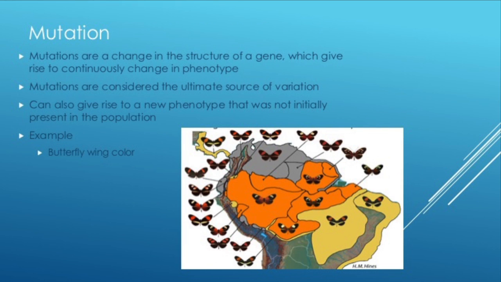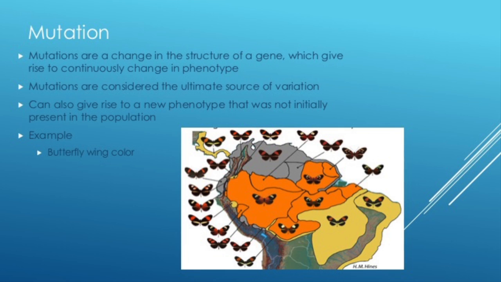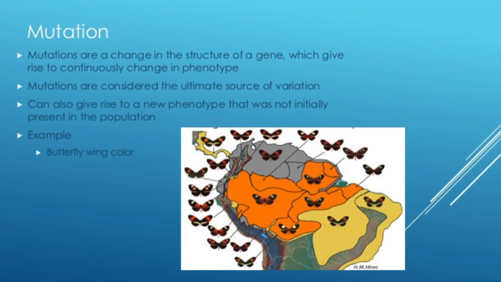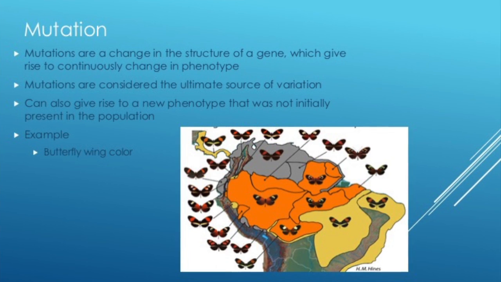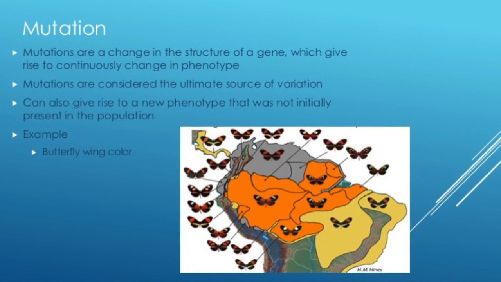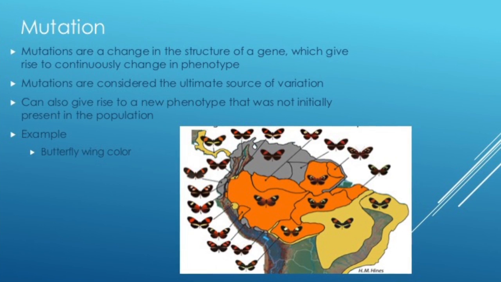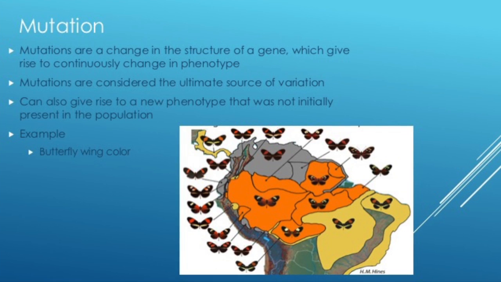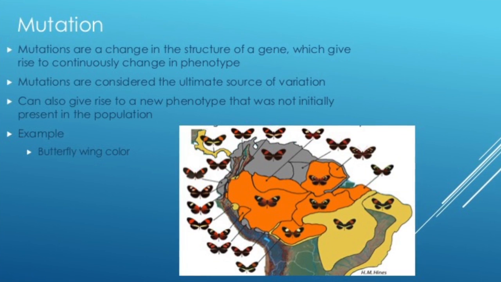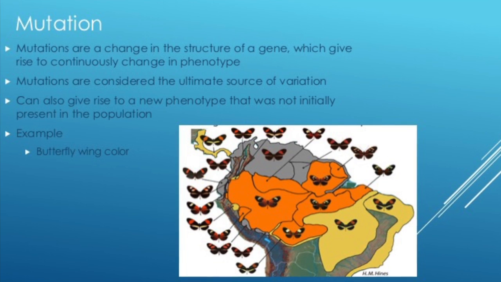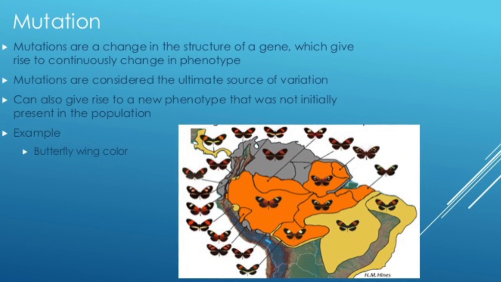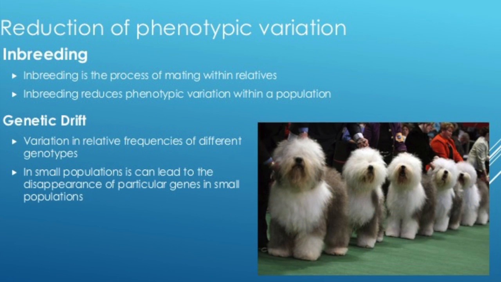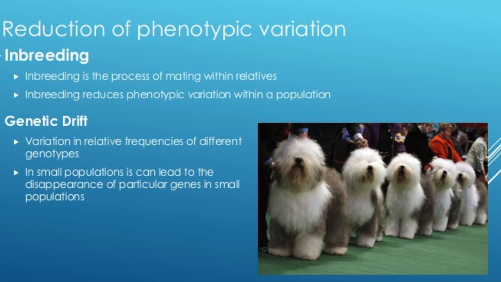Next, we will be talking about mutations and how they affect phenotypic variation. Mutations are changes in the structure of a gene, which ultimately can give rise to continuous changes in phenotypic variation. In addition, mutations are considered the ultimate source of variation, since mutations contribute to genetic variation, which in turn can give rise to new phenotypes. An example can be a mutation in the genes of a butterfly, which can cause many things, for instance, a change in their wing color, giving rise to a new phenotype of wing colors, increasing variation within the population.